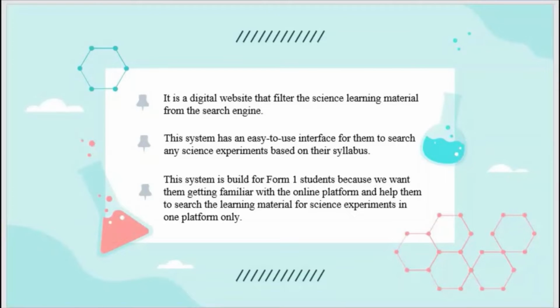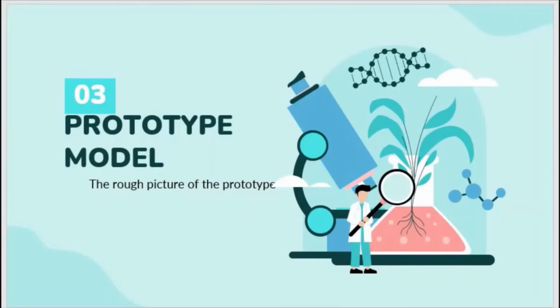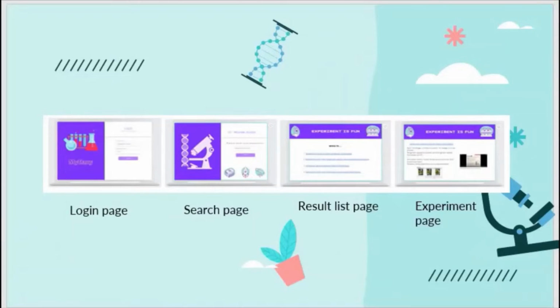This system is built for Form 1 students because we want them to get familiar with online learning platforms and help them to search for learning material for science experiments on one platform only. So this is the prototype model, the rough picture of our prototype. Overall, the system has four pages, which are the login page, search page, result list page, and the experiment page. It is the detail for the result list page.